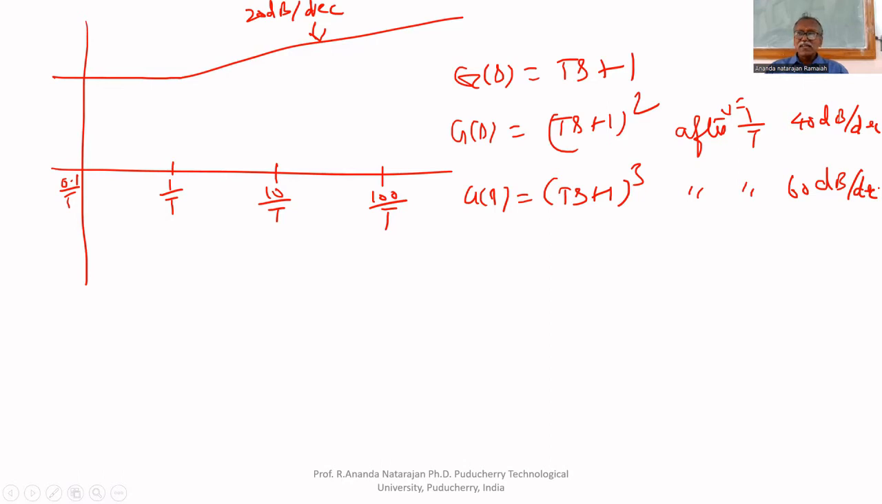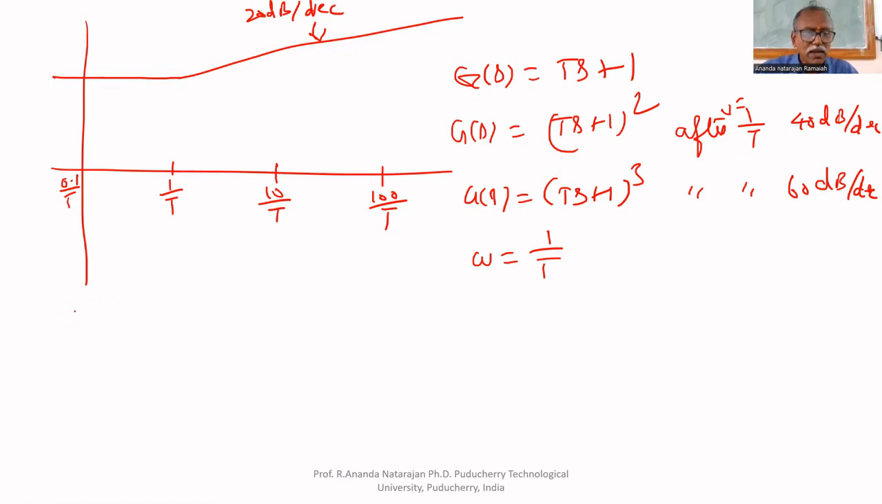So without hesitating, we can draw the frequency response for a first order system if we know 1 by tau, that's all. If you know the time constant, corner frequency equals 1 by time constant. After that, it decreases at the rate of 20 dB per decade. Before that, it is 0 dB. That is the rough plot, or in other words, it is called an asymptotic plot.